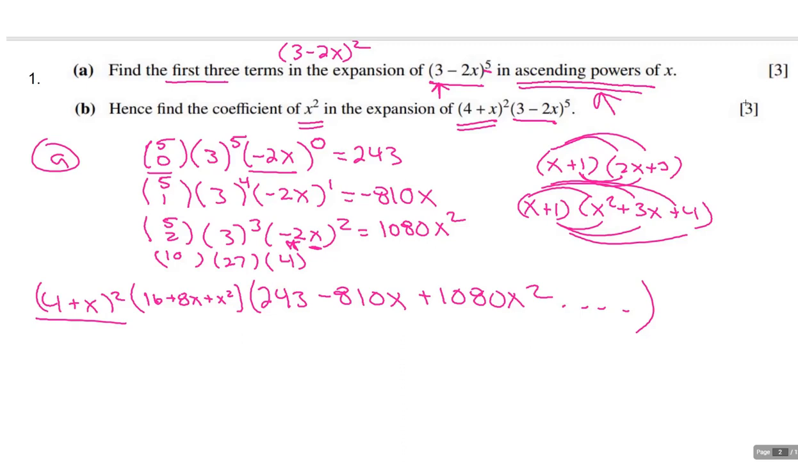Yeah. All right, so the thing is, though, I don't want to do any more multiplying than I need to. So all I care about are terms that are going to end up being x squared. So if I multiply 16 times 243, is it going to be anything x squared? No. And if I multiply 16 times negative 810x, is it ever going to be x squared? No. What's the only thing I can multiply 16 by to get something x squared? 1080x squared. So I'm only going to do this multiplication.